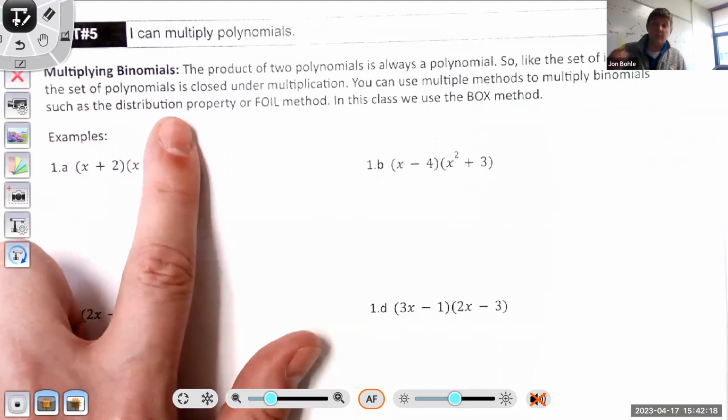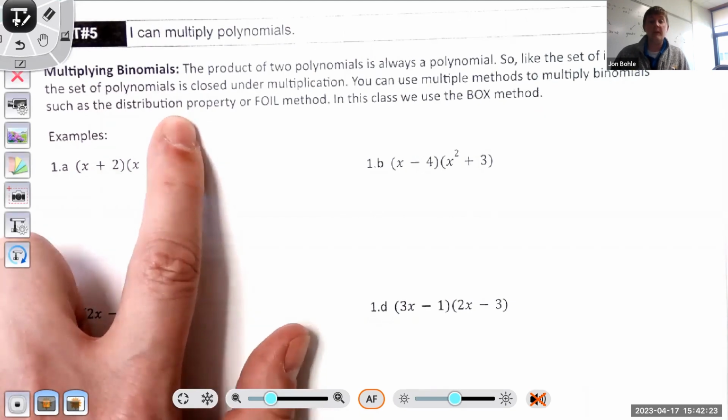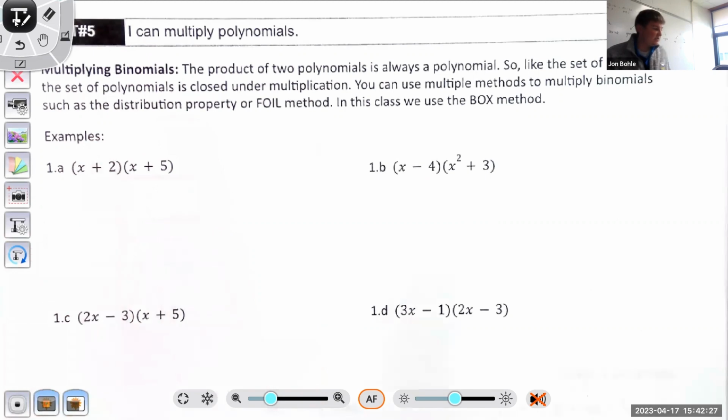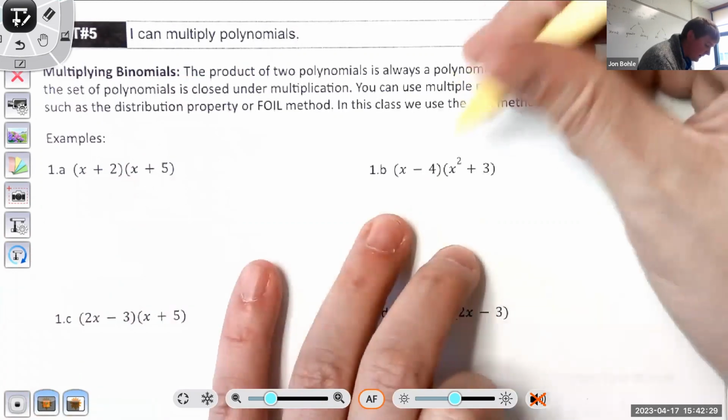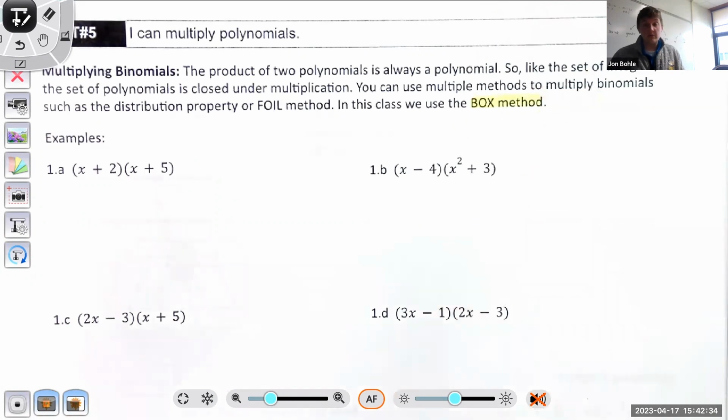My guess is if you're getting help from home, you probably have been taught distribution or FOIL method. That's fine. Continue to use that if you understand. But in this class, we're going to utilize the box method. This is my suggested method, but it's not the only method that you can use. If you like or know other methods, feel free to use it.